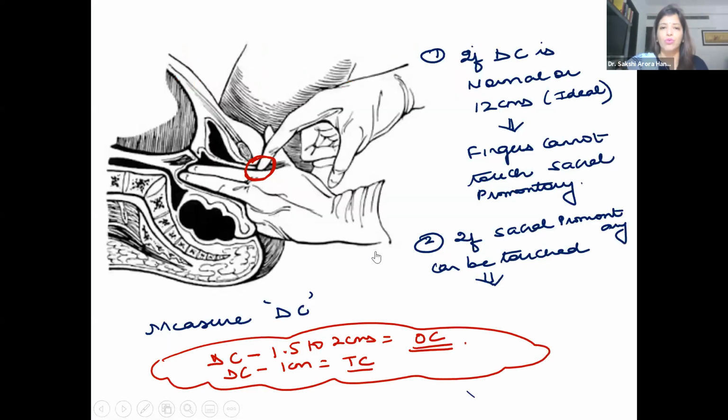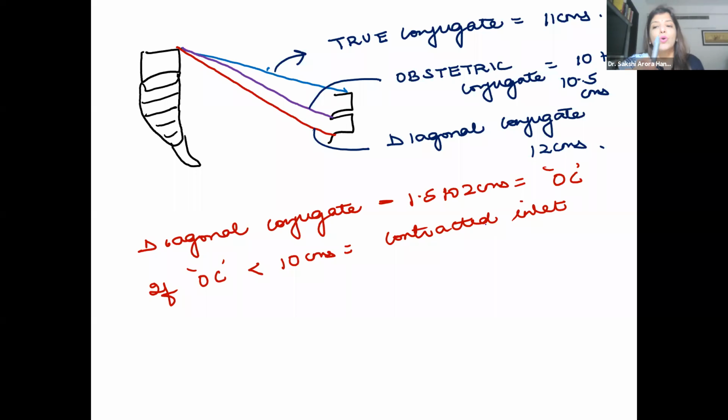So all of you know that there are 3 AP diameters of the inlet. This is the image of the video clip which was shown to you. Here, what you are seeing is that your fingers are touching the lower border of the pubic symphysis and they are going up till the sacral promontory, right? So in the AP diameters of the inlet, the only diameter which can be measured clinically is the diagonal conjugate. Diagonal conjugate is the distance between the lower border of pubic symphysis and the sacral promontory, the red color one. The value of diagonal conjugate is 12 centimeters.